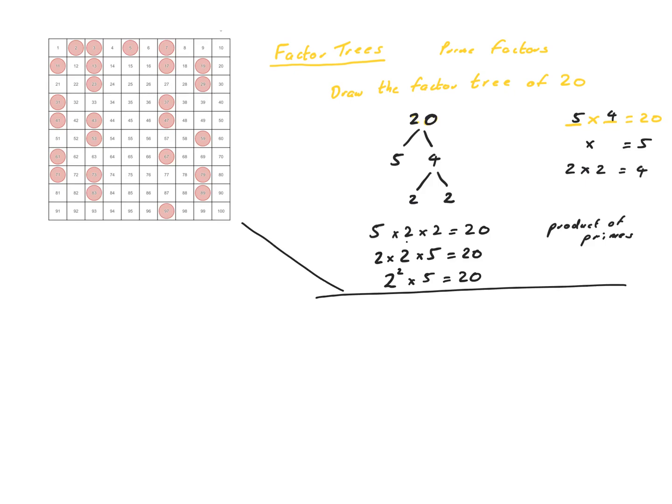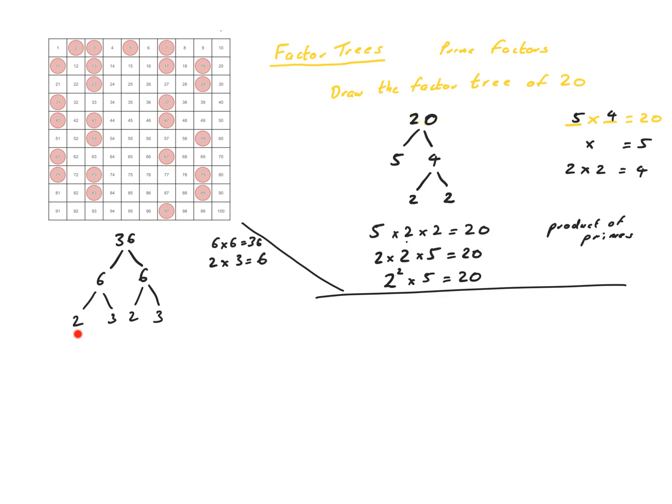Okay, we're going to try another one. We're going to try 36. Okay. How can I do 36? Well, 6 times 6 is 36. So I'm going to split my 36 into 6 and 6. How could I do my 6? Maybe I want to go 2 times 3 equals 6. So 2 and 3. Split this 6, 2 and 3.